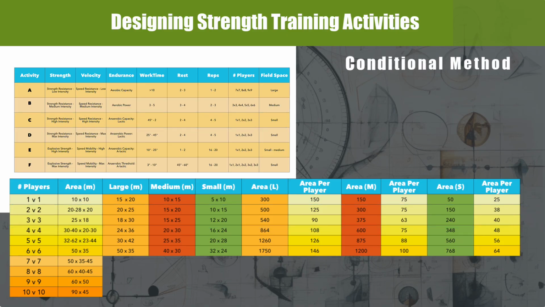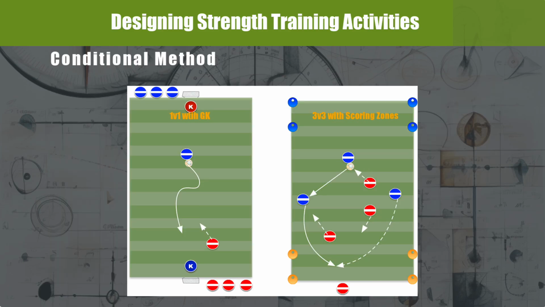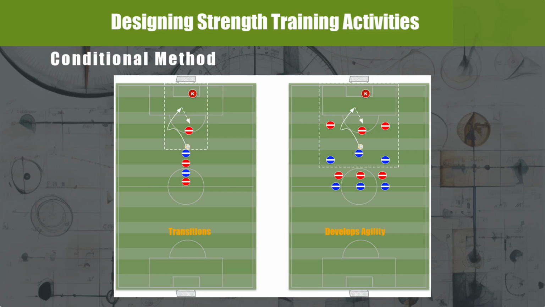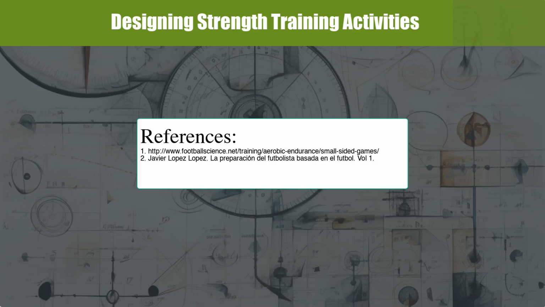Conditional method. To develop strength using the conditional method, activities C, D, E, F can be used. Examples of activity C: 1v1 continuous, 2v2 to 2 goals, 3v3 2 touch max. Activity D: 1v1 plus goalkeeper, 2v2, 3v3 with scoring zones. Activity E: 1v1, 2v2, 3v3 with attack to defense transition. Activity F: use small size fields in one direction.